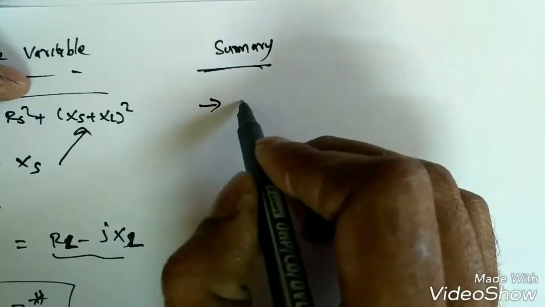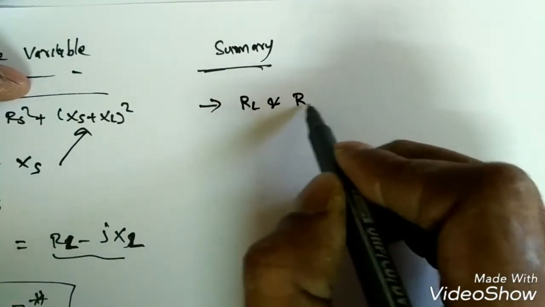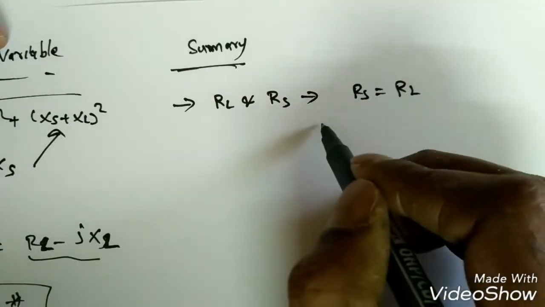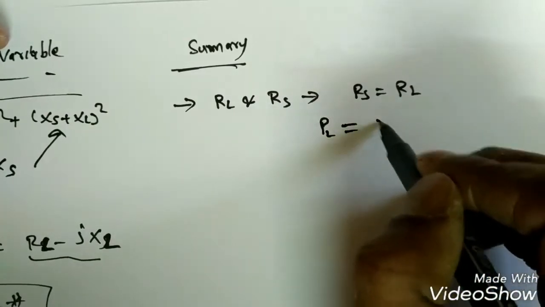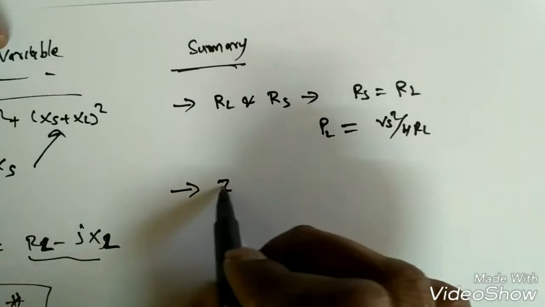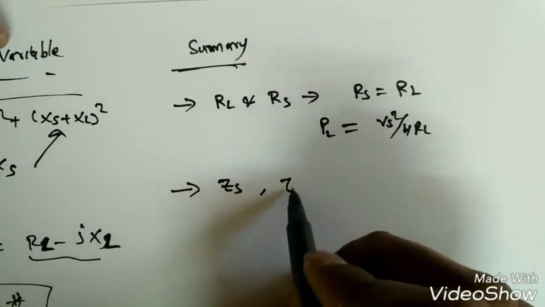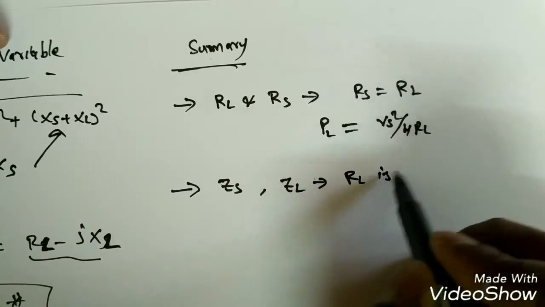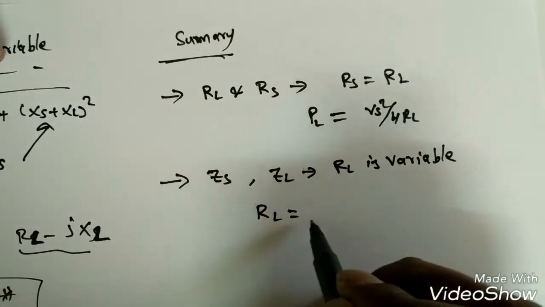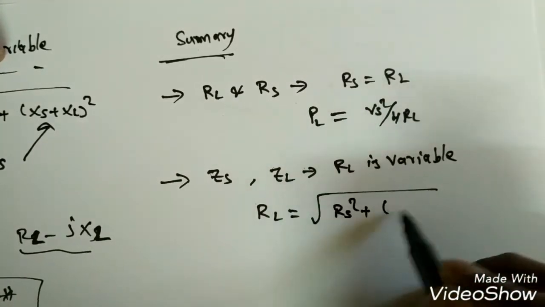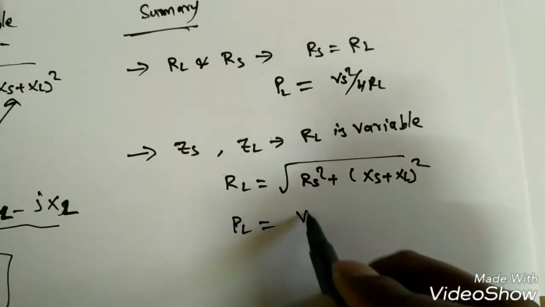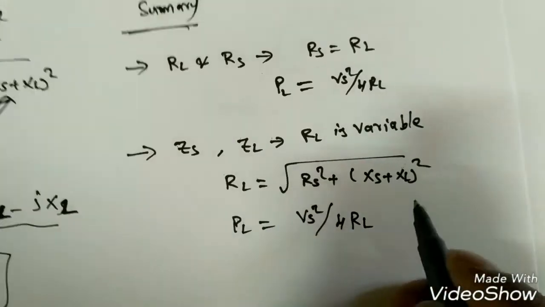Case 1: if RL and RS both are resistive, RS should be equal to RL, and the maximum power PL is equal to Vs square by 4RL. Now in the second case, in ZS and ZL only RL is variable, right? When RL is variable, RL is equal to the square root of RS square plus (XS plus XL) whole square, and the power is again the same, Vs square by 4RL.